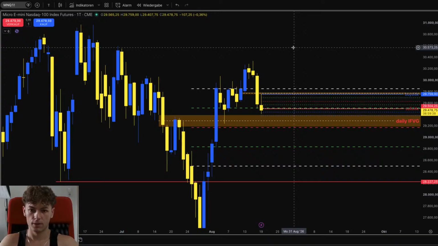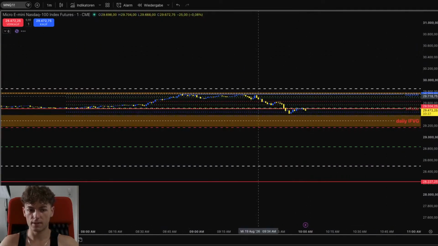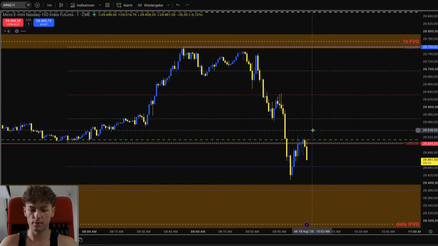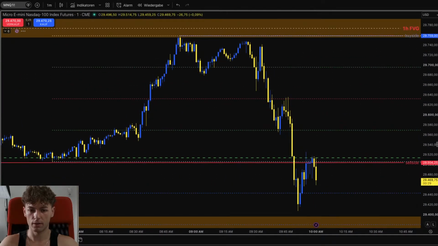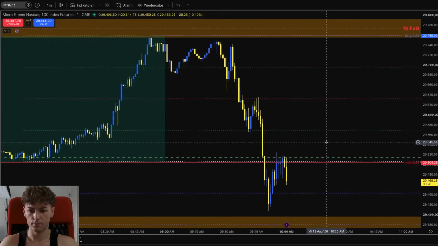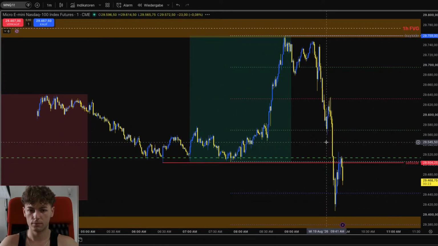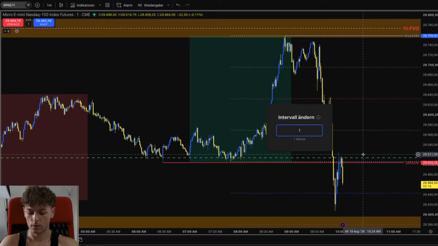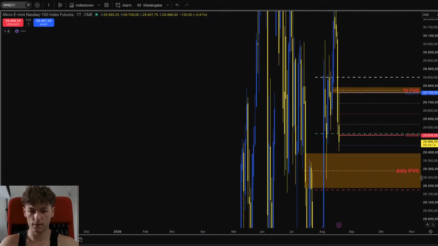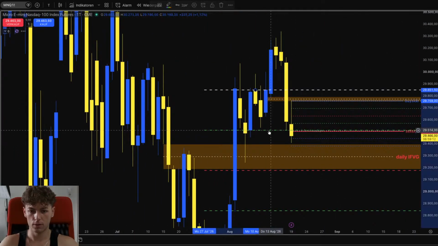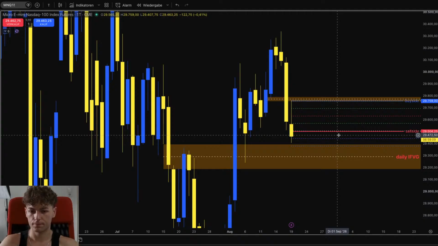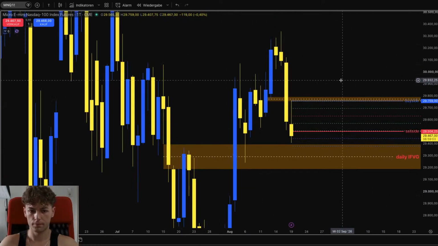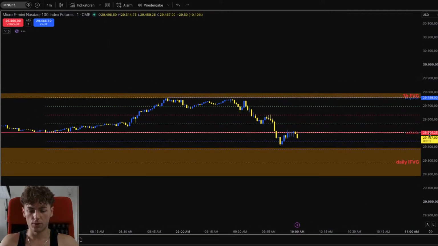So let's see. Lots of if-then statements. It's difficult, I know, to follow, but it's not complicated. It's just if this, then that. So what is this? That's a weekly fair value gap upper quadrant. Let's take it off. Back to the 1 minute chart.